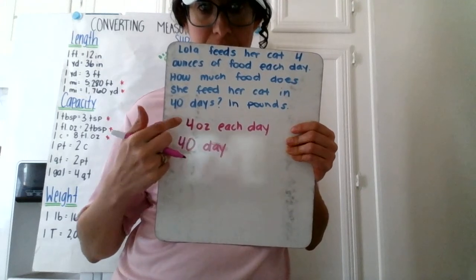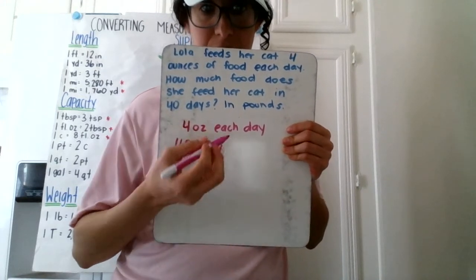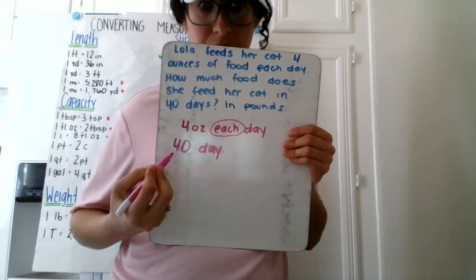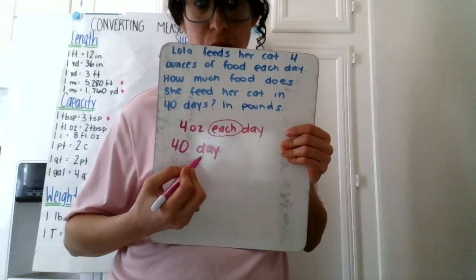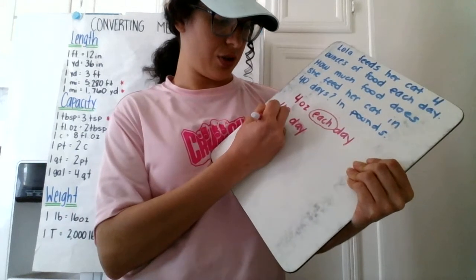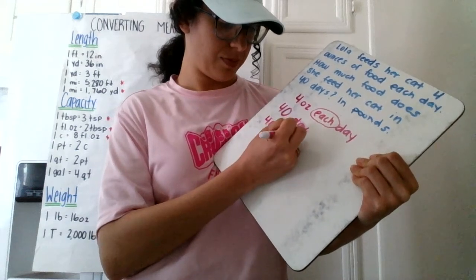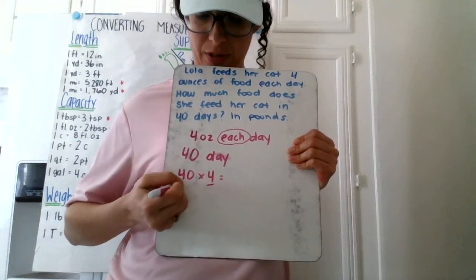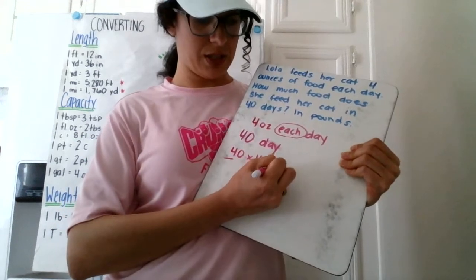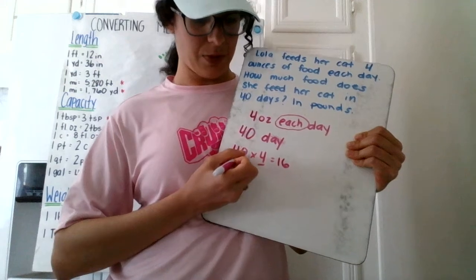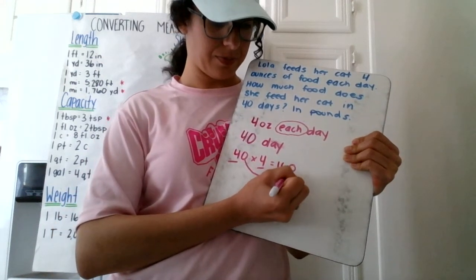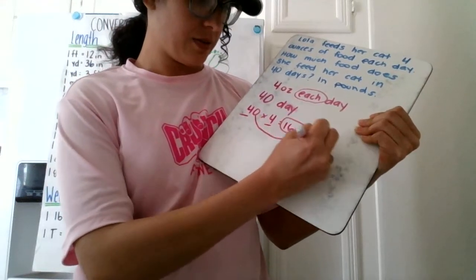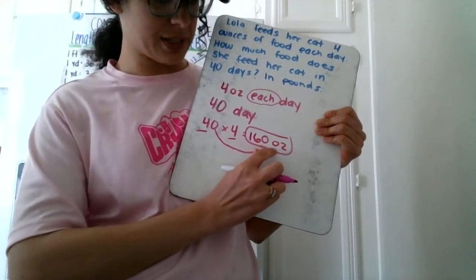So what do I do with this number and this number? See this word each? It should be a clue. I want to know how many are in 40 days total. So you should be doing this. Okay, use basic fact. 4 times 4 is equal to 16. And then we're going to add the 0. Okay. So in 40 days, we have 160 ounces.